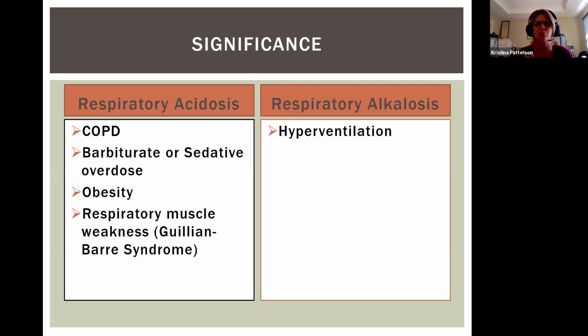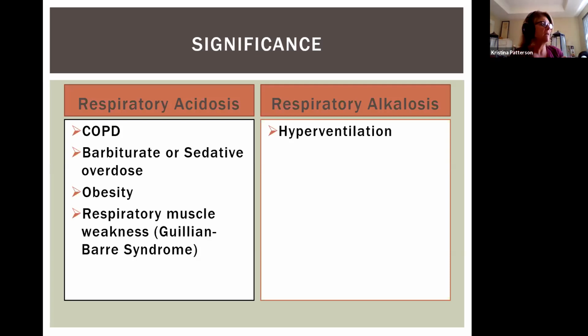Anybody with a sedative or barbiturate overdose, same diff. Think back to Nursing 350 when you learned about pain administration, you learned about morphine. What was your big concern there, right? That your patient would eventually have a decreased respiratory rate. So they have a decreased respiratory rate in an overdose situation. They're not able to blow off the CO2, so they're in respiratory acidosis.